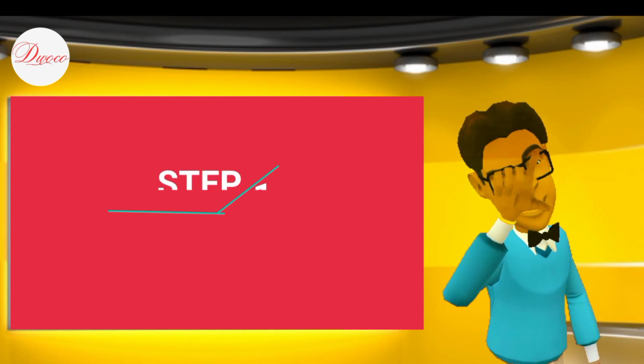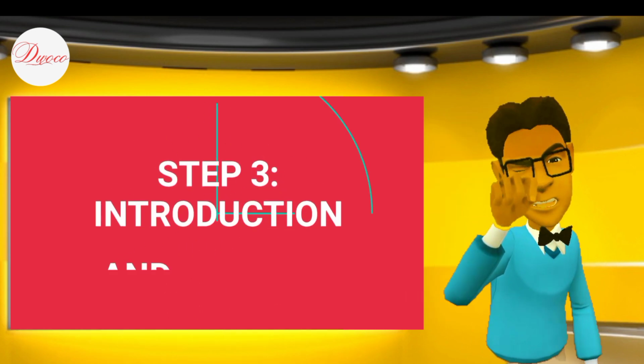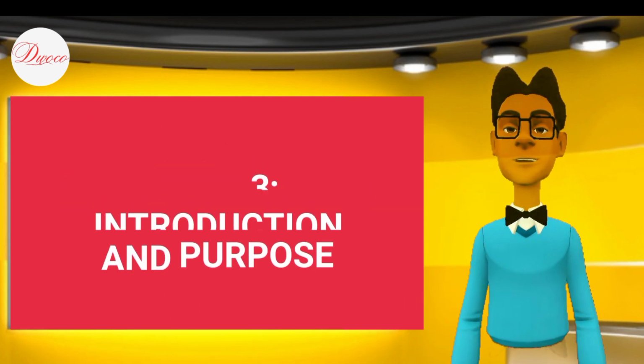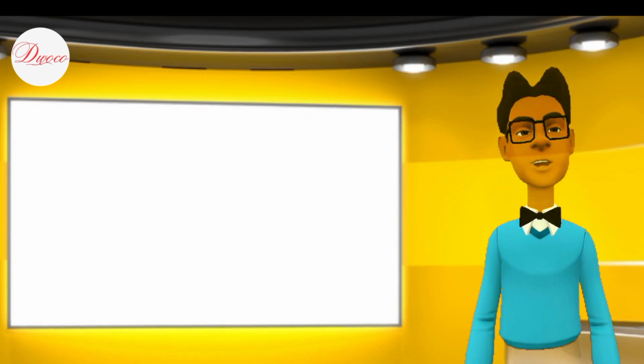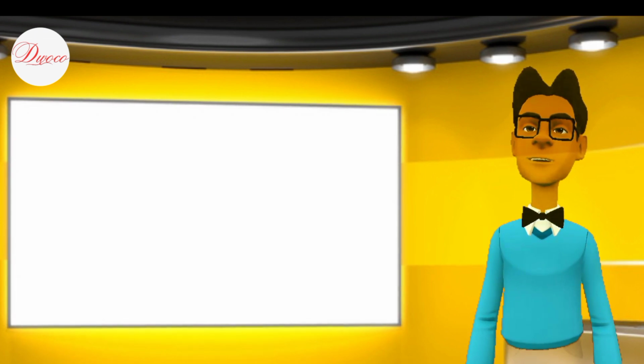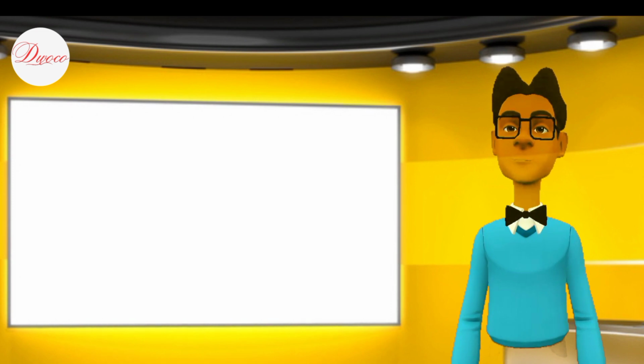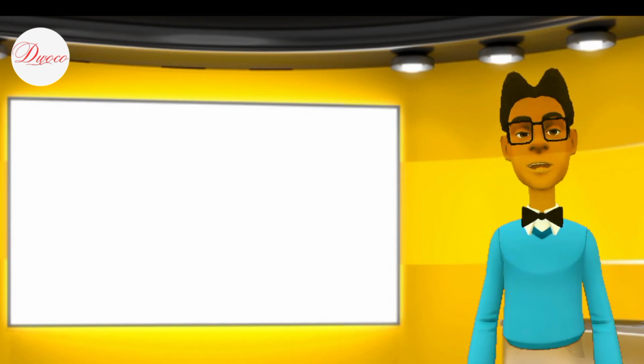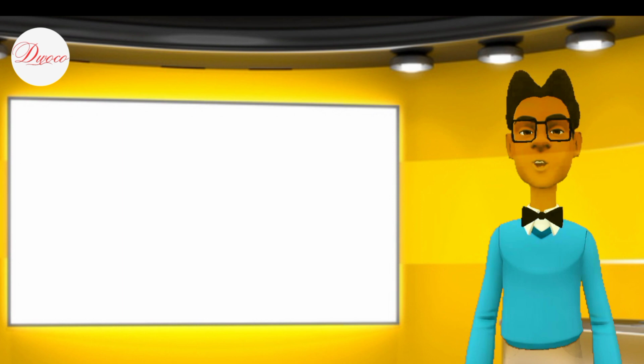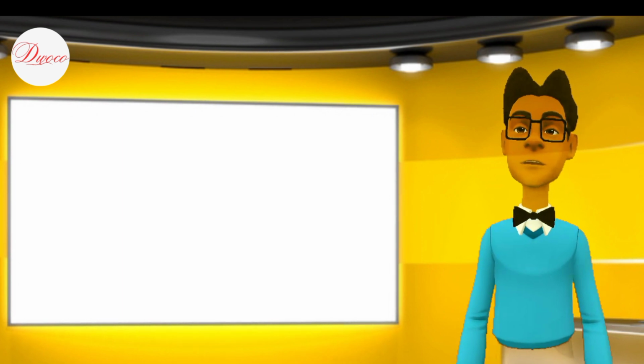Step 3. Introduction and purpose. In the opening paragraph, clearly state the purpose of your cover letter. Explain that you are seeking a sponsored visa and the specific visa category you are applying for. Additionally, briefly introduce yourself and mention any connections you have with a sponsoring organization or individual.